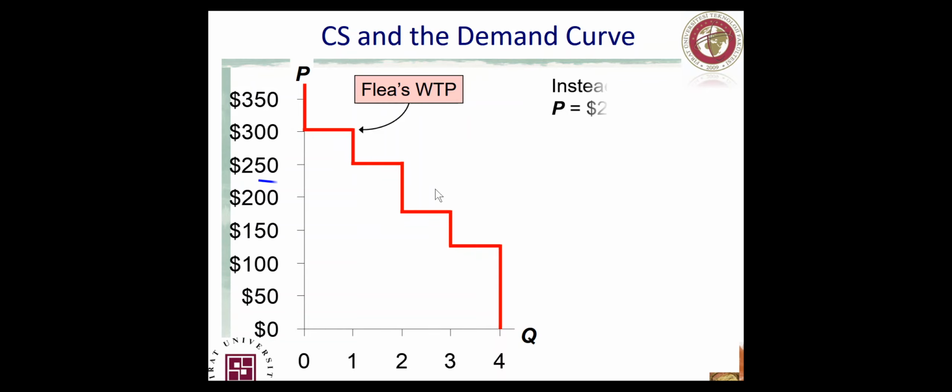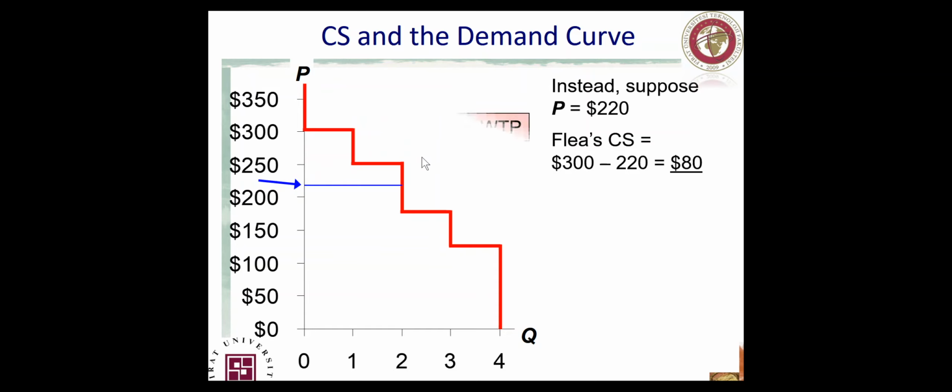Now let's change the price. If we say the price is 220, now look, 220 includes two: willingness to pay 250 and 300. That means we will address Flea and Anthony. Okay, so we have someone else joining.